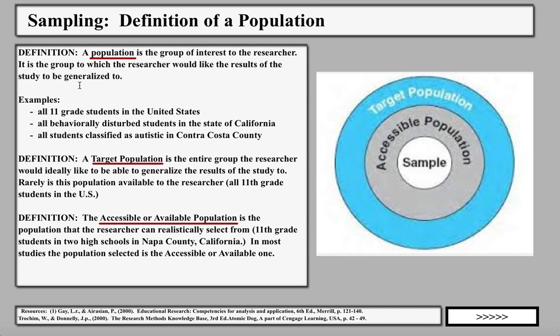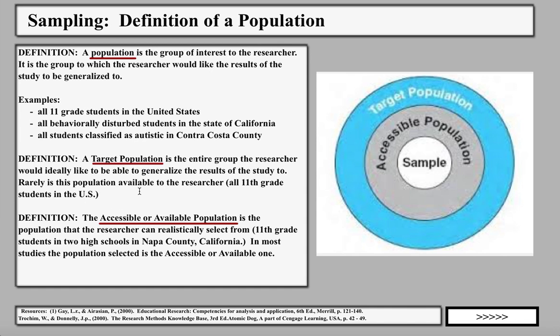Okay, so a population is the group of interest to the researcher. It's the group to which the researcher would like the results of the study to be generalized. Some examples of populations might be all 11th grade students in the United States, all behaviorally disturbed students in the state of California, all students classified as autistic in Contra Costa County, California. Those are examples of populations that researchers may be interested in taking a look at.